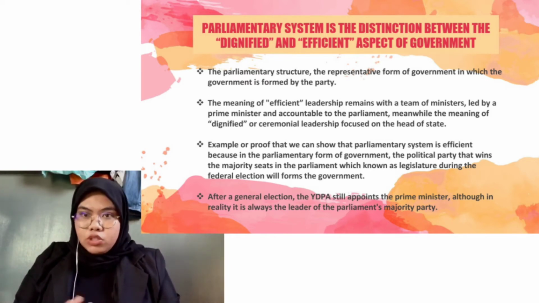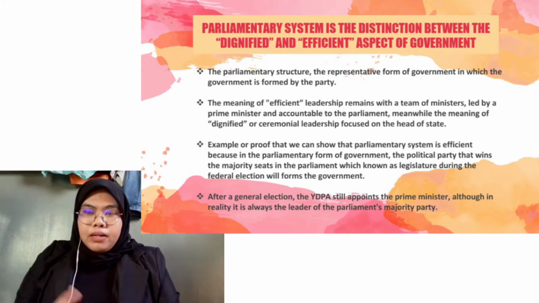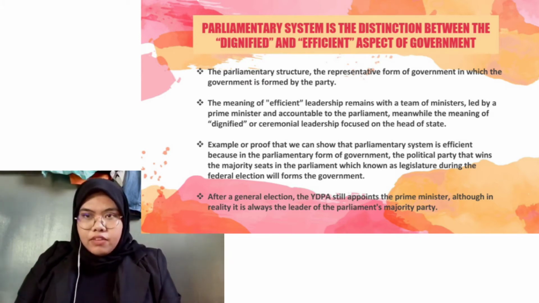Another example, or last example, that shows the parliamentary system is efficient is that in a parliamentary form of government, the political party that wins the majority of seats in the parliament, known as the legislature, during the federal election will form a government.